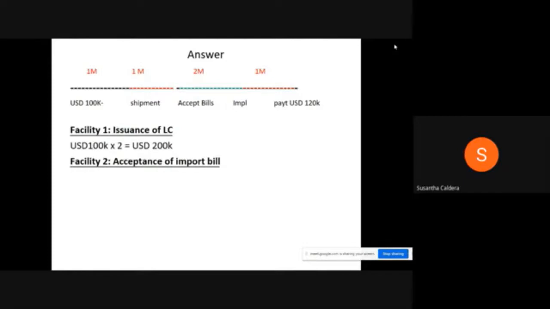What is the bill value? $100,000 into two. The lead time is two. 100,000 into 2 into 200. Acceptance facility, 40 million. Then import loan to settle accepted bills.